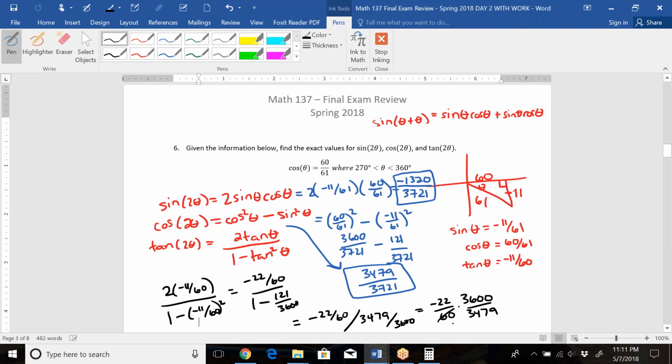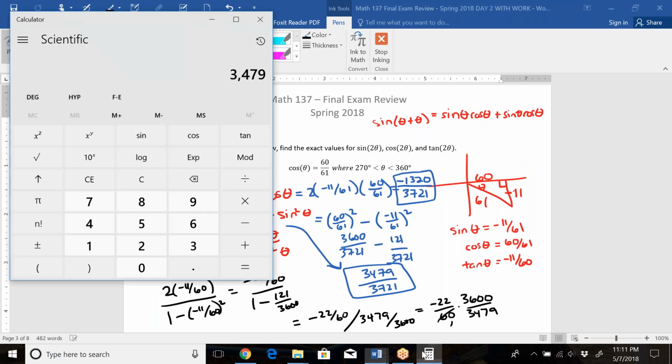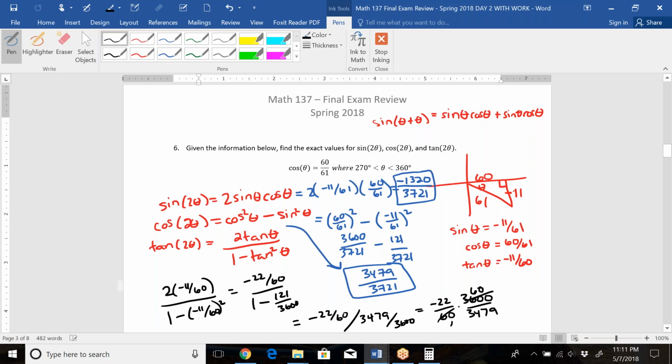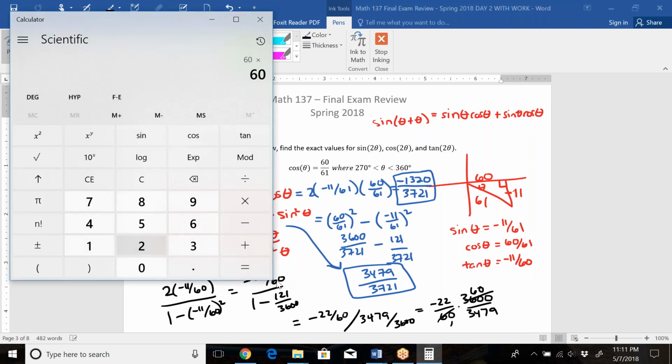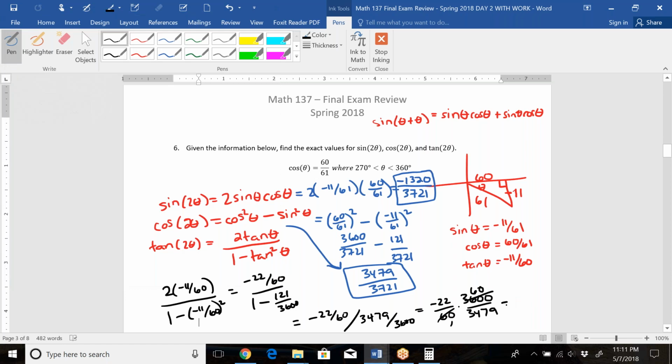And you're going to see that the 60 goes into this a certain number of times, which is 60. Times that by the negative 22, and that's the negative 1320. So negative 1320 over 3,479, which is what we would have gotten if we'd put in sine over cosine and just reduced that.